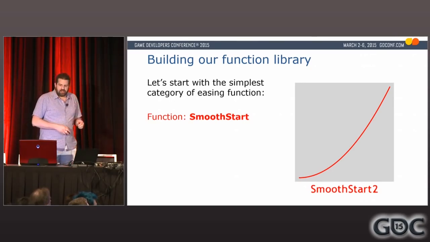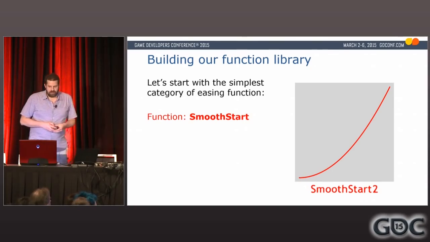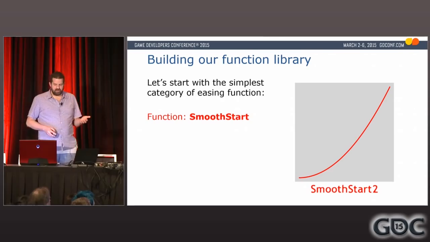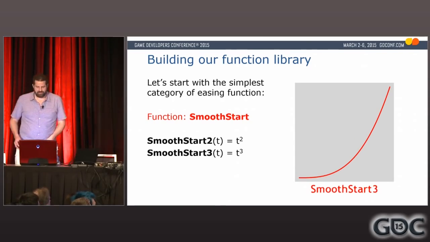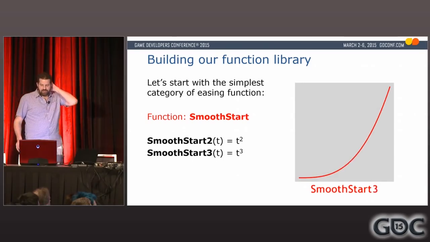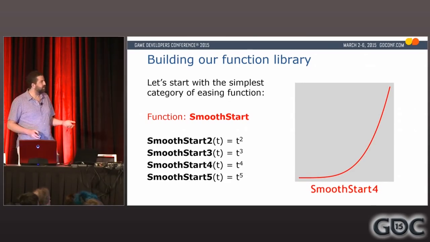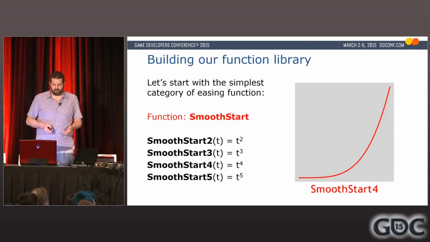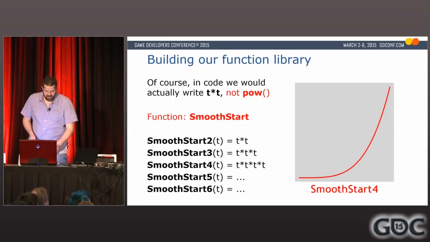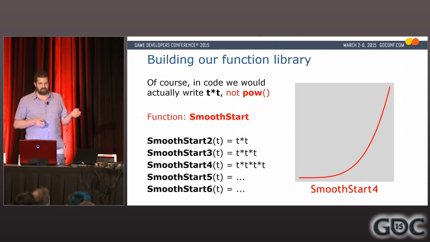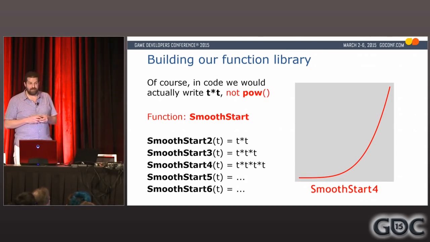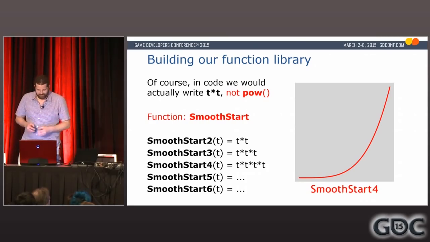Okay, so let's build up a library of a couple functions we can use here. Let's start with smooth start. And that's just x squared, right? That was the first one we tried. And of course, we can make this be x squared, x cubed, x to the 4th to make that curve be as dramatic as we want it to be. And obviously, we would actually write this with t times t, not pow. Maybe the compiler would do the right thing, but probably not.